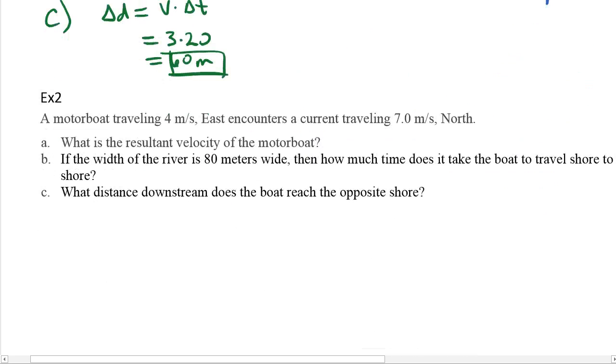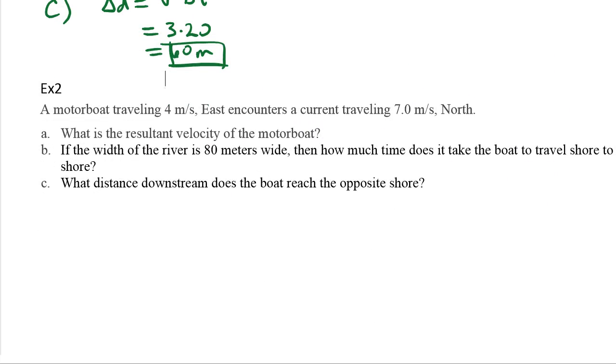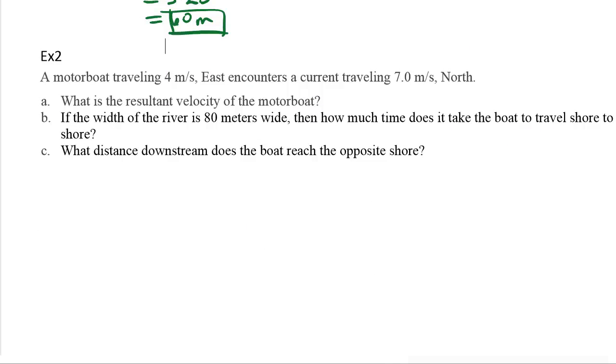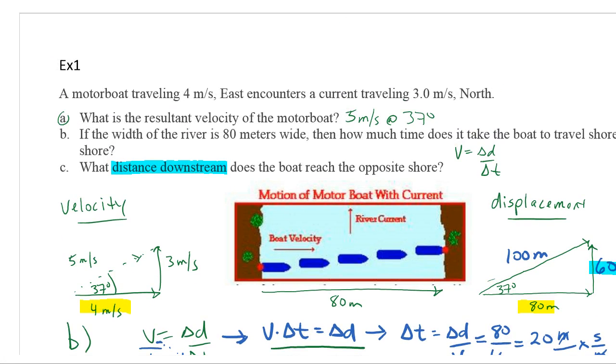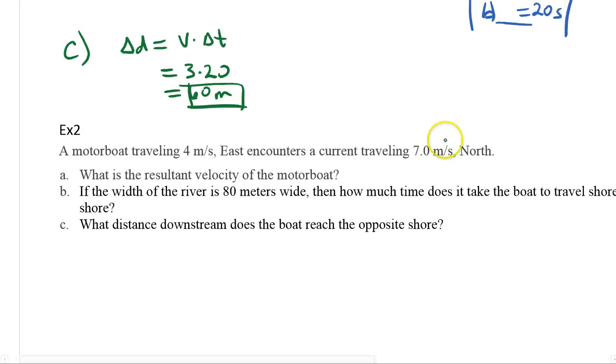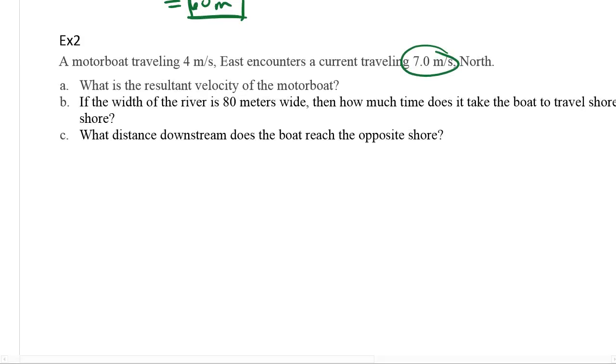Okay, example number 2. And then I think there's a U-turn coming up because I've been talking for a while. This should be your turn pretty soon. A motorboat is traveling 4 meters per second east and encounters a current traveling 7 meters per second north. It's the same question. All that we've done is take this 3 and change it for this 7. So first of all, what's the resultant velocity?